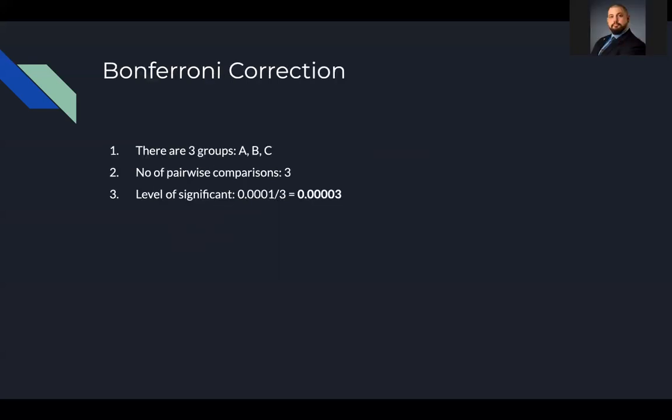Okay, so as we have said, we are doing the Bonferroni. Since there are 3 groups, A, B, and C, the number of pairwise comparisons is 3: group 1 and 2, 1 and 3, and 2 and 3. So our level of significance is 0.0003.